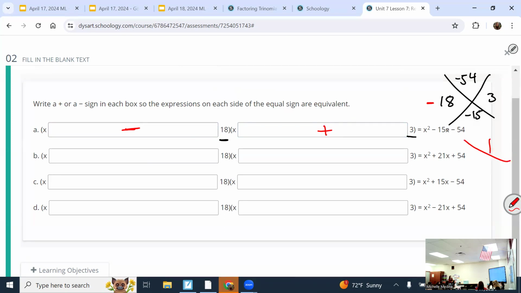So the next one, we have a positive 54, positive 21. They already told us 18 and 3. We just gotta make sure the signs work. Do these multiply to a positive and add to a positive? So then these should both be positive for this one.